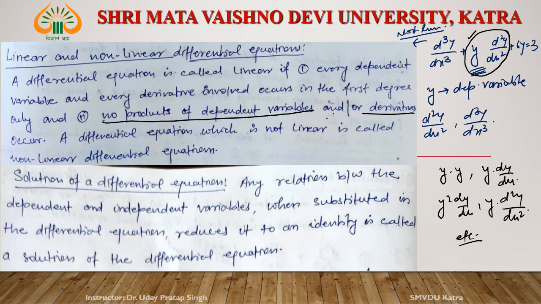The product of the dependent variable and its derivative appears in the differential equation. So it is not linear either. This differential equation satisfies neither condition 1 nor condition 2. So this is not linear. Okay. So what is a linear differential equation?